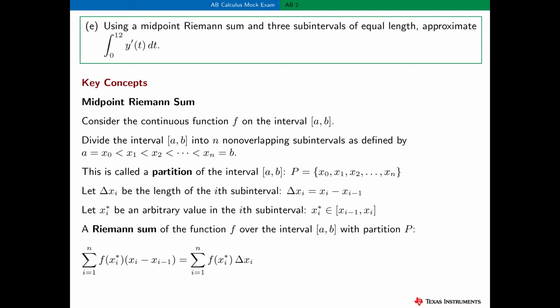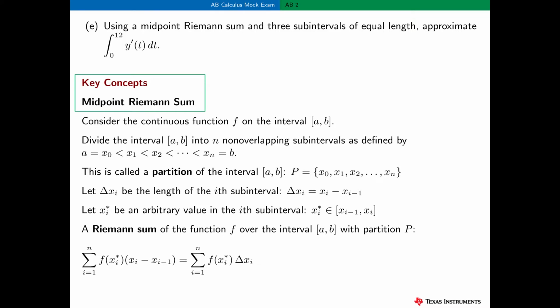In Part E, we need to use a midpoint Riemann sum and 3 subintervals of equal length to approximate this definite integral. The key concept needed here is the definition of and the use of a Riemann sum, specifically a midpoint Riemann sum. Let me start with a very general definition, consider a few common Riemann sums, look at a typical application, and then finally solve our problem.